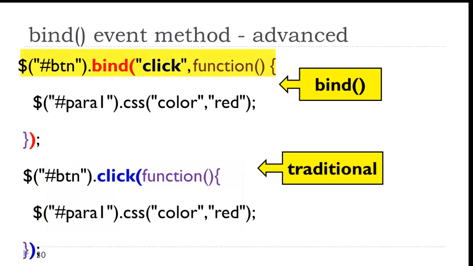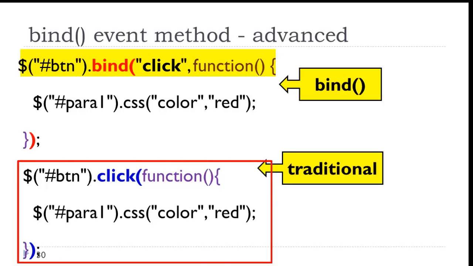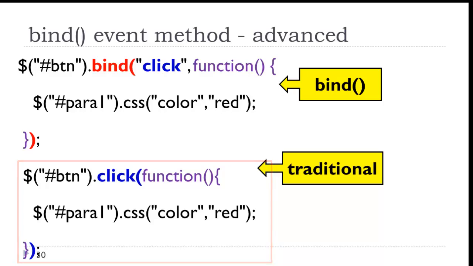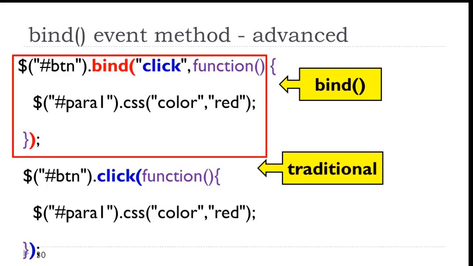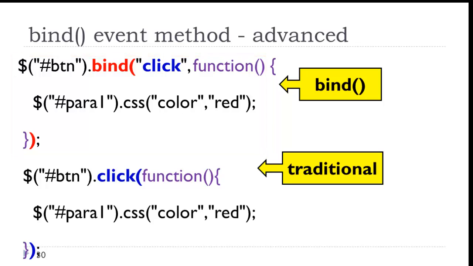All right, so let's take a look at this bind event method, which is a bit more advanced. First, let's take a look at the bottom of our slide. Here we have a traditional click event method. Very easy. We just execute the code inside the anonymous function when the click event happens. Now, the bind event essentially wraps all that. So here we have the opening bind and the closing bind. We have the name of the event and the anonymous function.